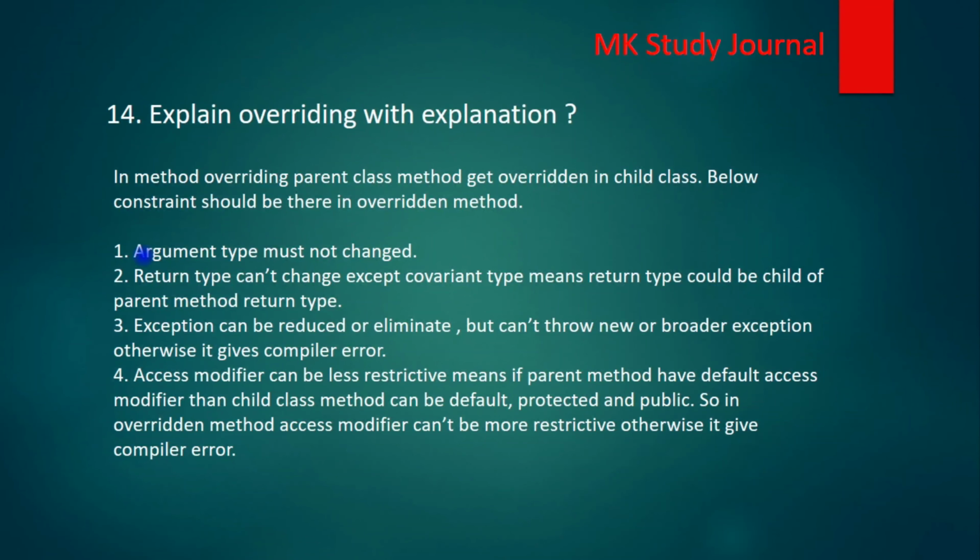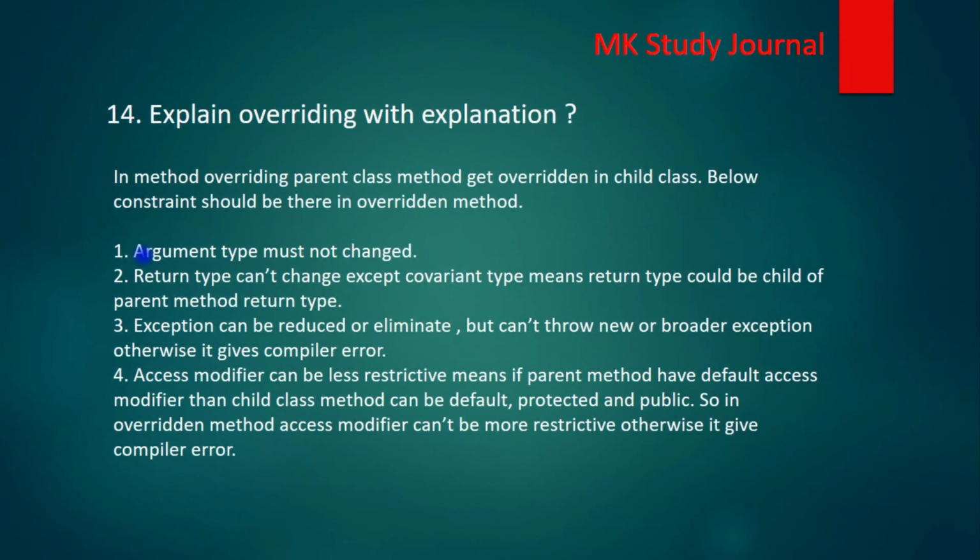The second point is that the return type can't change, except for a covariant type. We can't change the return type, but the return type can be covariant. If the parent class method returns a parent type object, then the child class method can return a subtype of the return type of the parent method. That can happen.